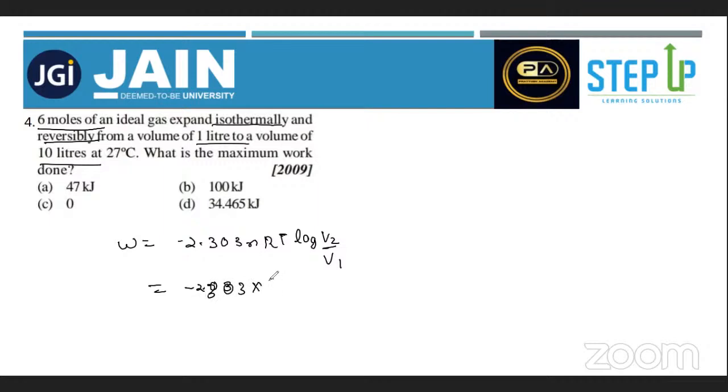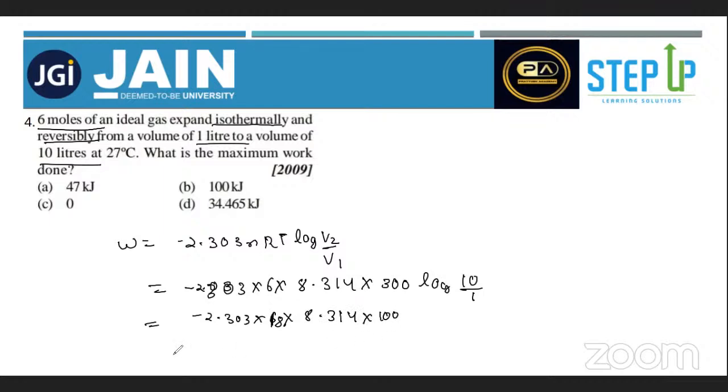So minus 2.303. n is 6. R value 8.314. Temperature is 27 degrees Celsius. When converted into Kelvin, it will become 300 Kelvin. Log 10 over 1. Basically, what I get is 2.303 into 6. 6 into 3, I can write it as 18. Then I have 8.314 into 100 basically. So the value around this will be how much?